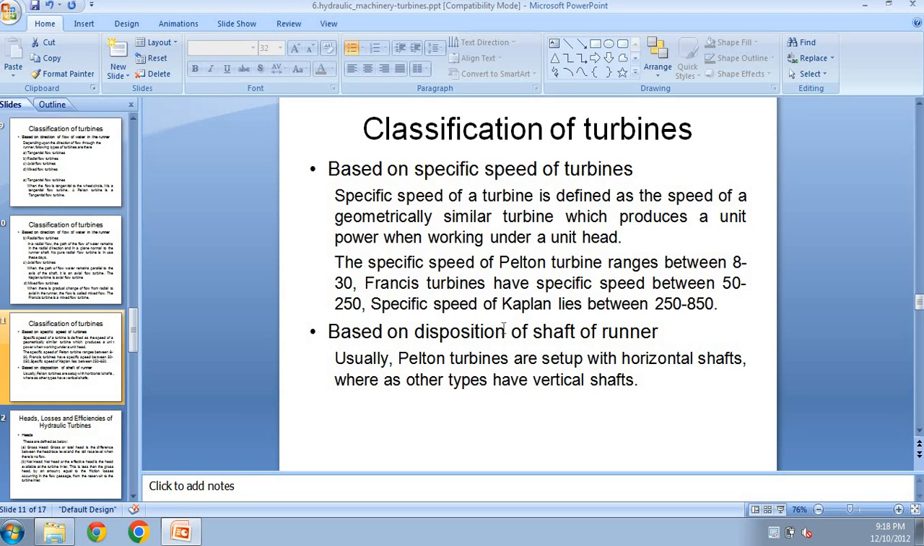Again, classification is based on the disposition of the shaft of the runner. Generally it is an arrangement that is either vertical or horizontal.